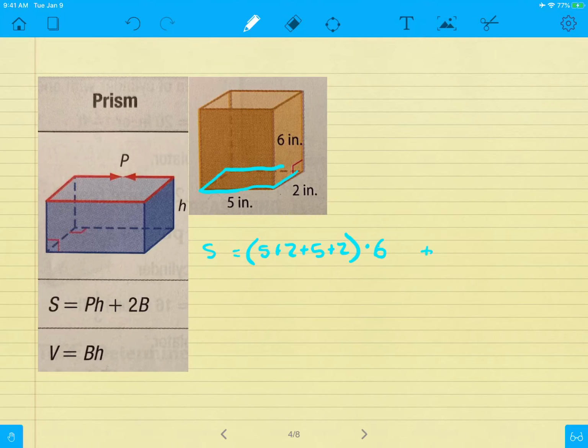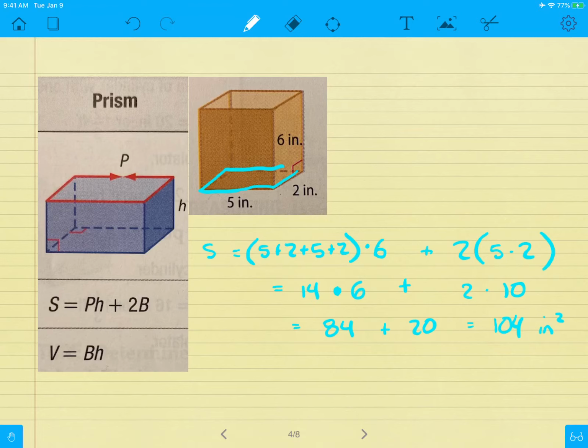And then the 2 times the area of the base. Well, the area of the base is 5 times 2. So that ends up being 10 times 2. And then in the parentheses over here, 5 plus 2 plus 5 plus 2 is 14 times 6. And 14 times 6 is 84. And you're going to add that to 20. And this should be my surface area of this object. So it should be 104. And my surface area is in inches, so inches squared.